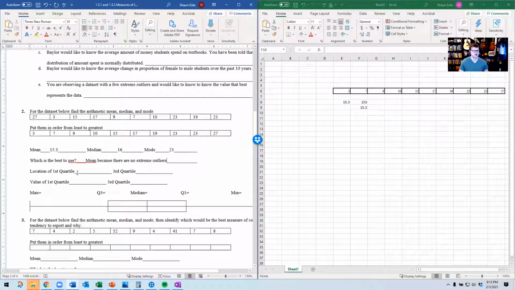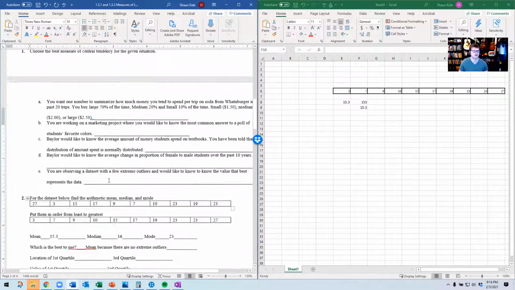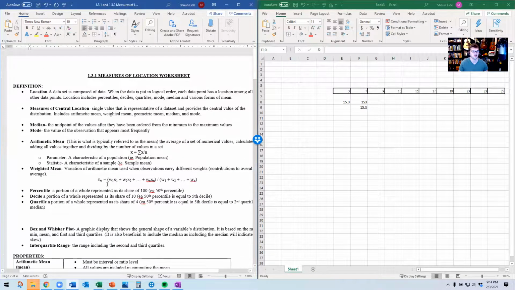Okay. Location of first quartile. No, this is really important. There's a difference between location and value. Location versus value. There's that fun little formula where, the funny thing is, this is the only formula that's not on the formula sheet. And it's not even up here.